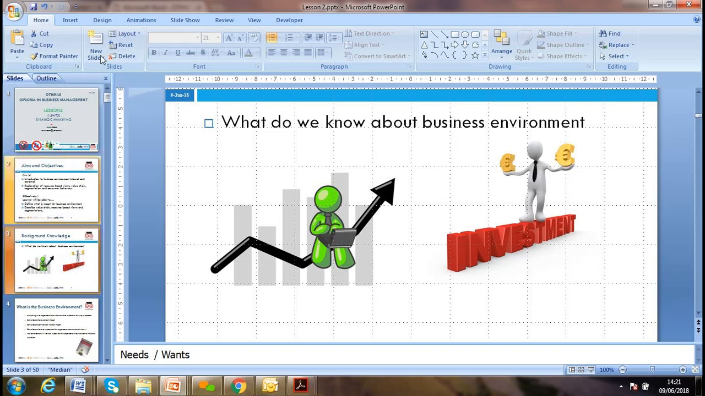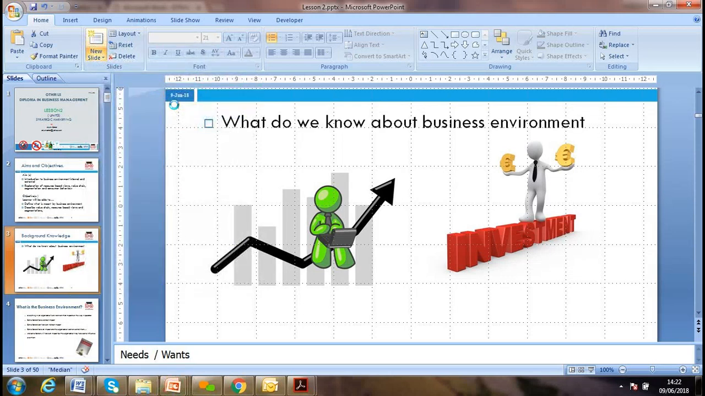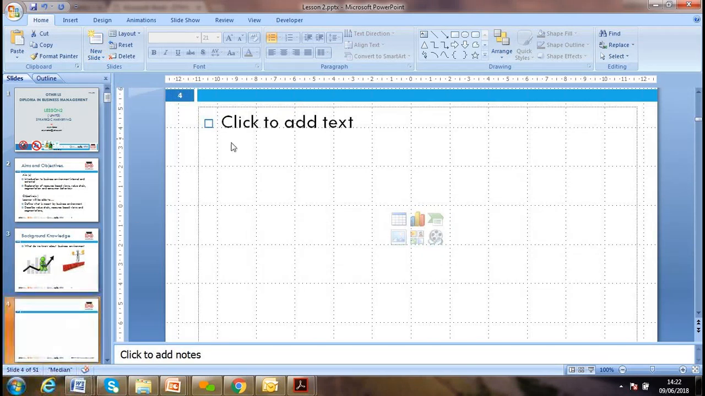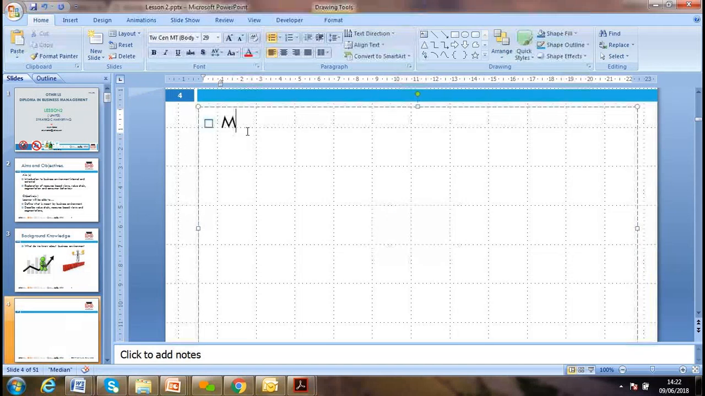Okay, what do you know about micro and macro? You may have heard about the microchip. Micro means very small. Yes, well done. And macro? It's big. Yes, well done. So micro means small.